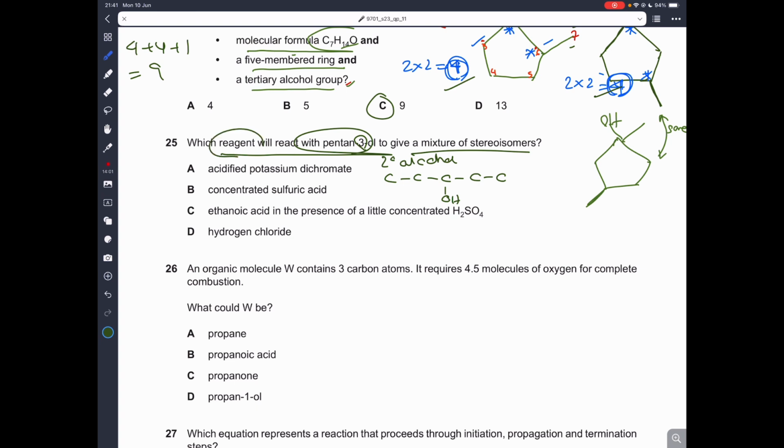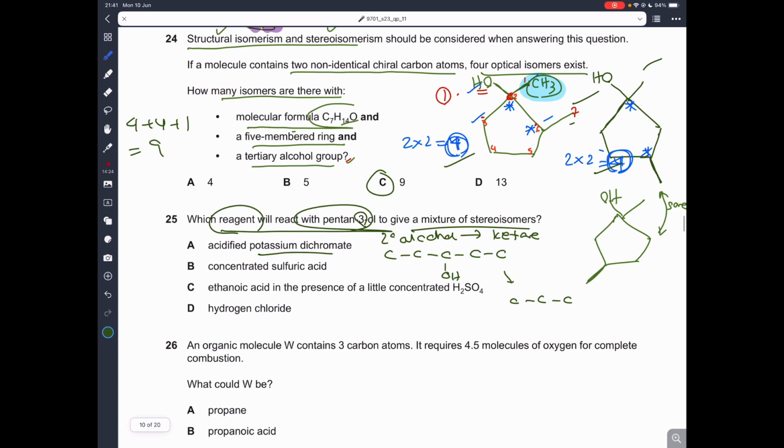Okay, which reagent will react to give a mixture of stereoisomers? A secondary alcohol will react with potassium dichromate. Potassium dichromate is an oxidizing agent. So when a secondary alcohol is reacted with potassium dichromate, it's going to oxidize this alcohol into a ketone. If we draw this ketone, it's going to be 1, 2, 3, 4, 5, and instead of the OH, we're going to get a ketone group there. And this is not a chiral carbon because there are the same groups on the central carbon atom. So this first option can be eliminated.